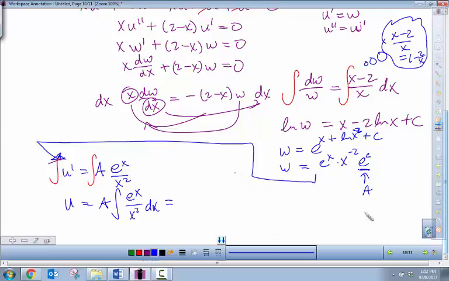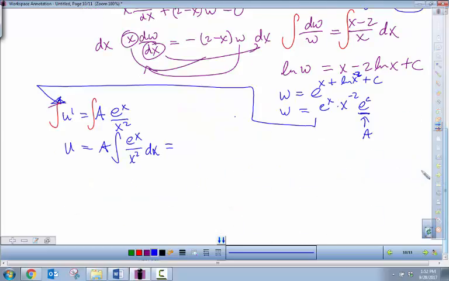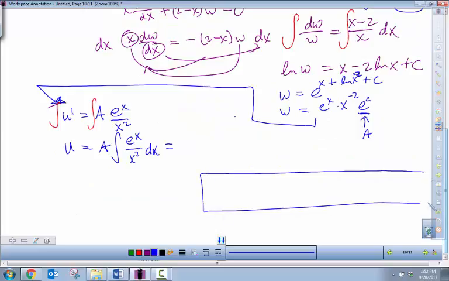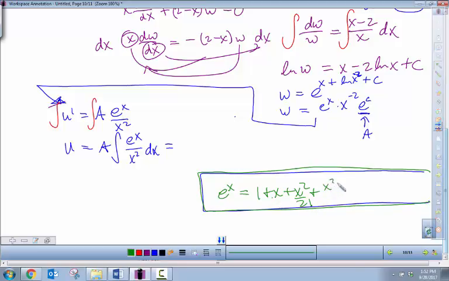And this is where I thought you didn't have to know it until a little bit later, but you will have to know it for this class. That e to the x is equal to 1 plus x plus x squared over 2 factorial, which is just equal to 2, plus x cubed over 3 factorial, plus dot dot dot, x to the n over n factorial, and then it goes on forever.